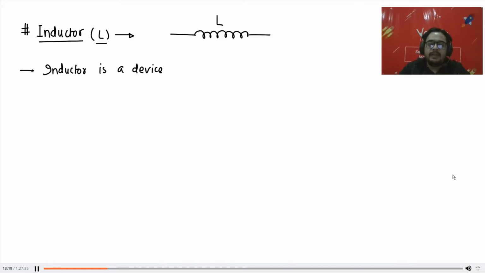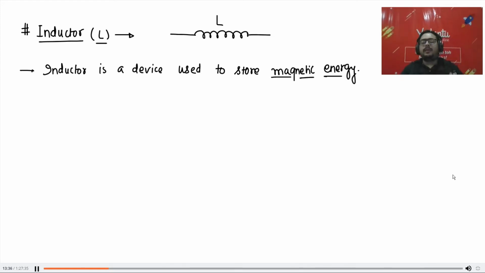Inductor is a device used to store magnetic energy. Every electrical instrument has a different purpose. Like a resistor can generate heat, a capacitor can store electrical energy with the help of an electric field, and an inductor can store magnetic energy with the help of a magnetic field.